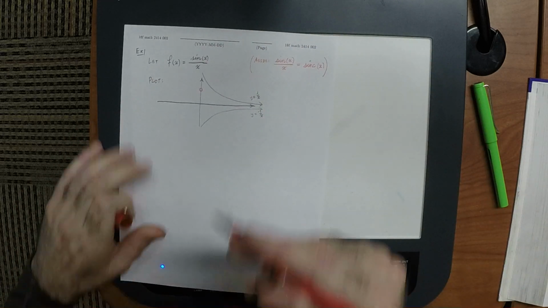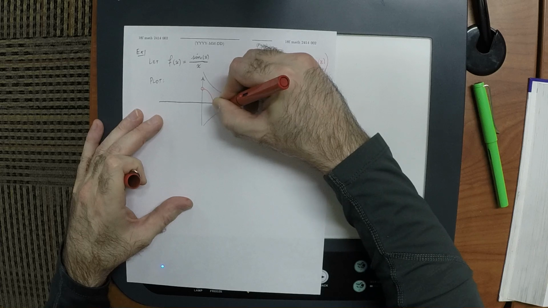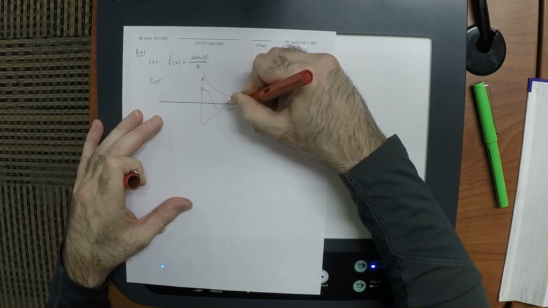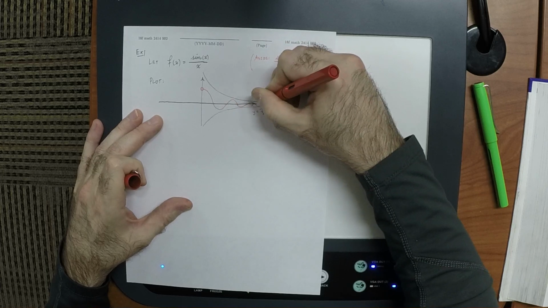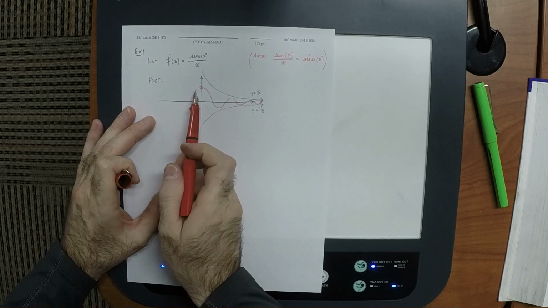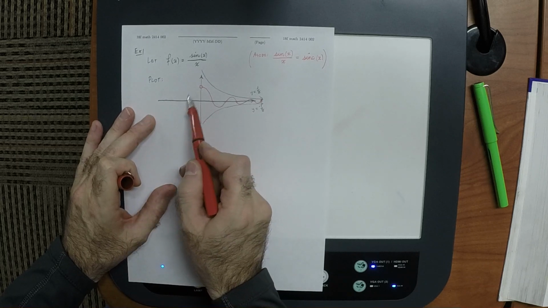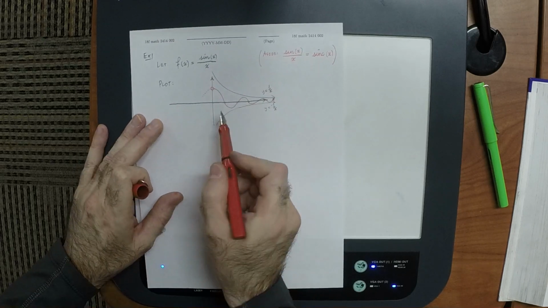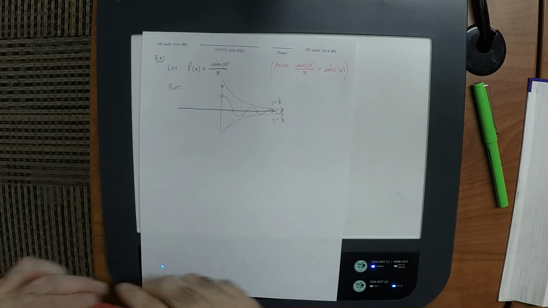So as a result, this function looks like this. That kind of thing, and it does a symmetric thing going the other way. So that's like a big bump, and it's symmetric going that way. It's called sinc. All right.